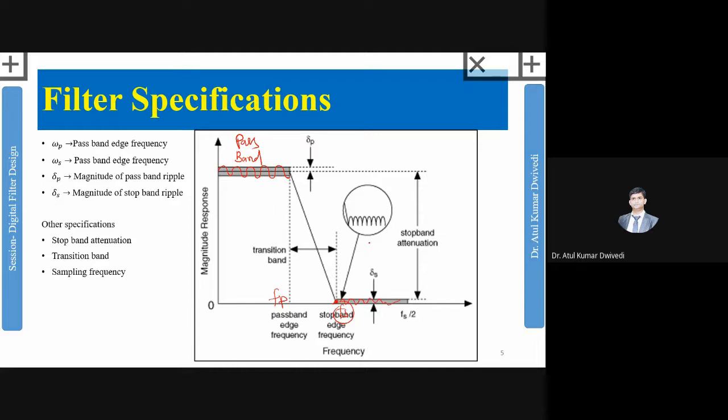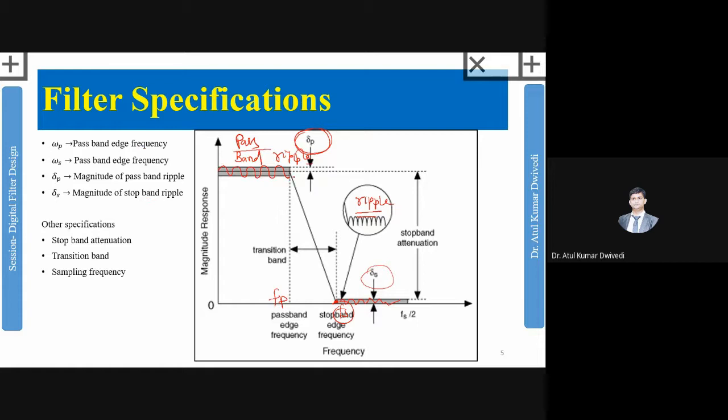Here in the magnified view, it is shown that there is ripple. Ripple means the variation in the output. Variations in the stop band are called stop band ripples, and variations in the pass band are called pass band ripples. Pass band ripples are measured by delta P, and stop band ripples are measured by delta S.